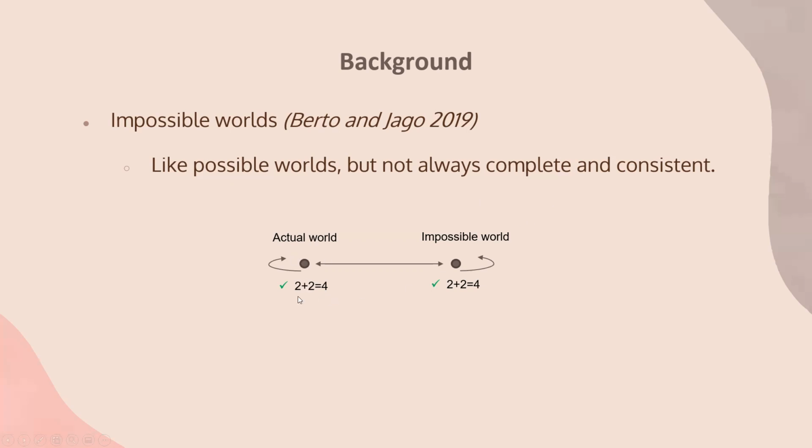Suppose we have at the actual world 2 + 2 = 4. That's obviously true. And suppose at this impossible world, accessible from the actual world, we also make 2 + 2 = 4. But suppose at this impossible world, we just assign the value false to Fermat's last theorem. And because we can do this, they have this type of flexible structure.